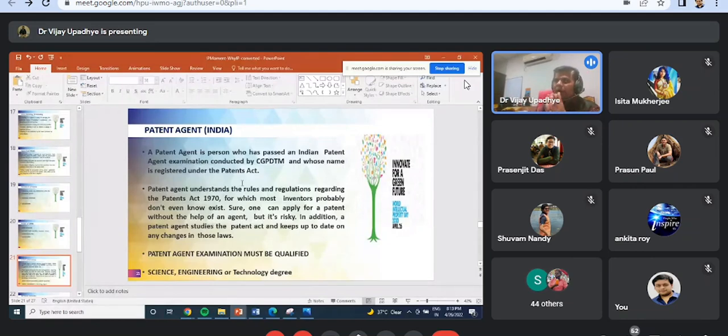Once you file the patent, there are only 4 stages. There is no rocket science. Today I am filing the patent. After 18 months, it will get published. If you pay the early publication fees, within 1 or 2 months your patent gets published. So filing and publication is not rocket science, it is not a big thing.